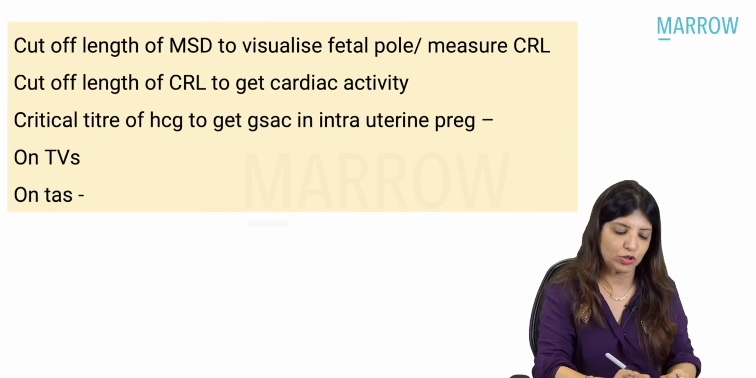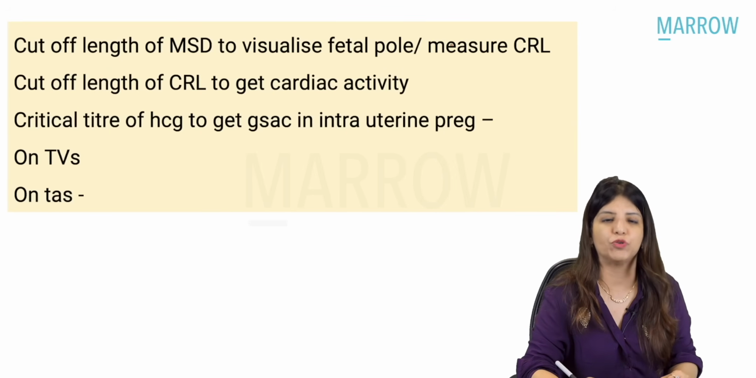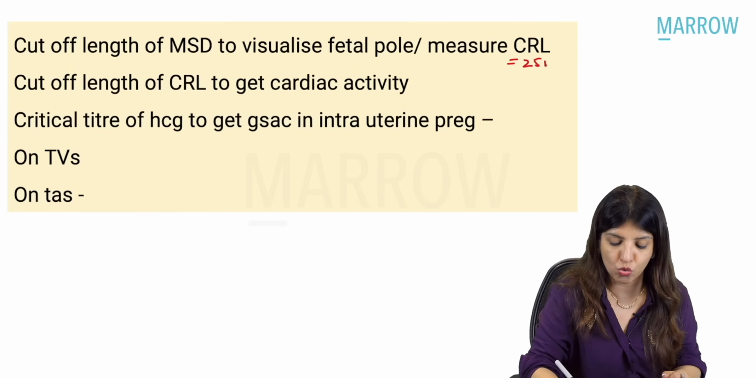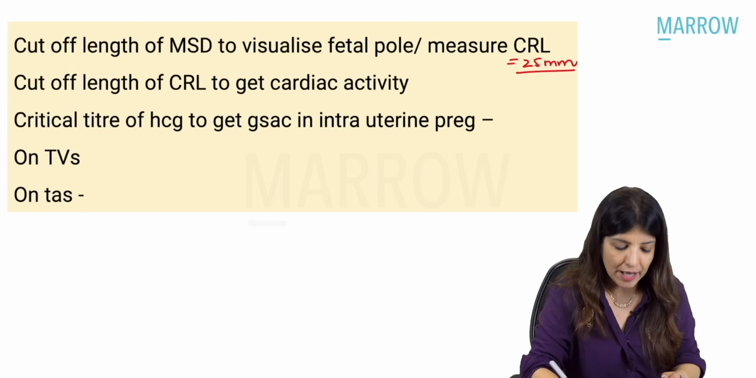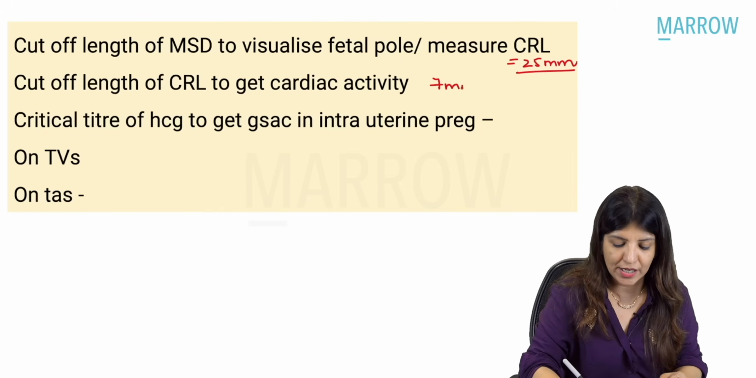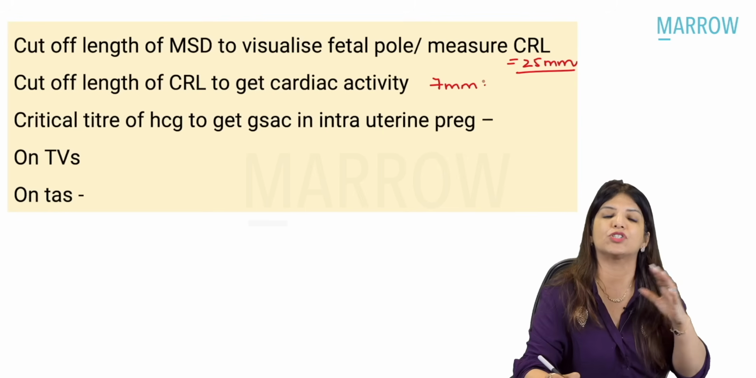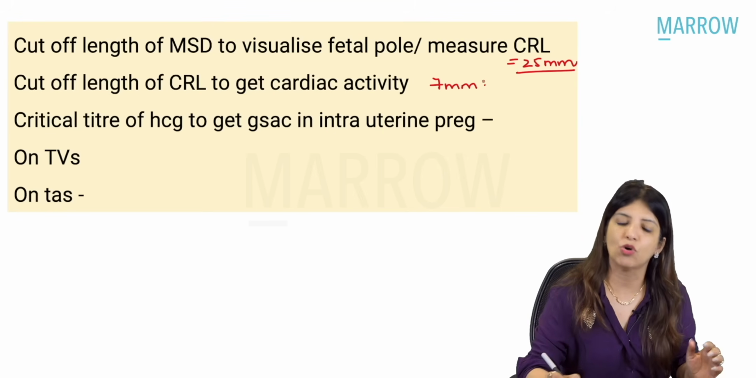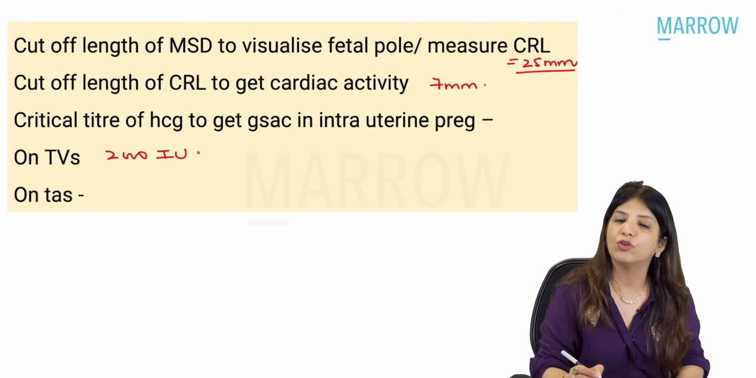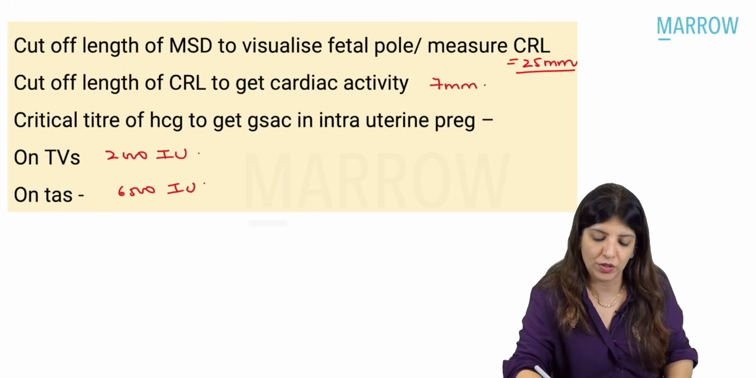Now, a very important question which they ask you is, what is the cutoff length of mean sac diameter to visualize the fetal pole or to measure crown rump length? And that is 25 millimeters. And what is the cutoff length of crown rump length to get cardiac activity? That is 7 millimeters. What is the critical titer of HCG to get a gestational sac in intrauterine pregnancy? On TVS, the critical titer is 2000 international units, and on TAS, it is 6500 international units.